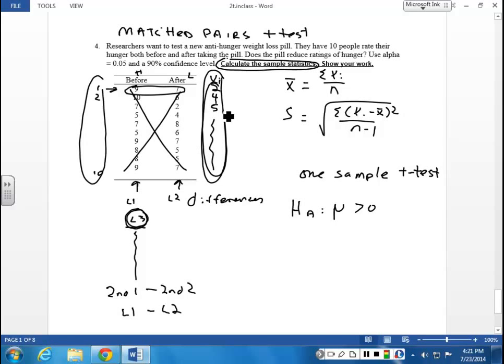If you did this on your calculator, you would do stat, test, t-test, just one sample. And then if you wanted to put in data, you would refer to L3 for your data, not L1 and 2. Once we have the L3, once we have the X's, the other two, the before and after, the L1 and the L2 are out of the pool, so to say.